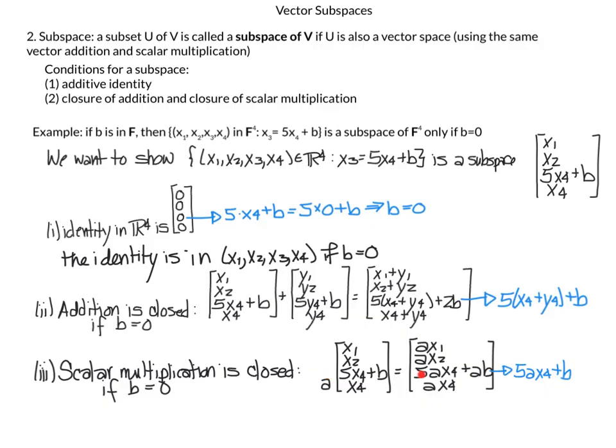So in this case, our third coordinate needs to be equal to 5x4 plus b. But what we have is 5ax4, so this part is good, but we have ab is equal to b. And this is true for general a only if b is equal to 0. So what we've shown is the three conditions for a subspace, or you could say two conditions if you consider the two closure conditions one condition. But the three conditions, I'm going to consider the two closures as two separate. The three conditions are met only when b is equal to 0, and that's exactly what we were asked to show.